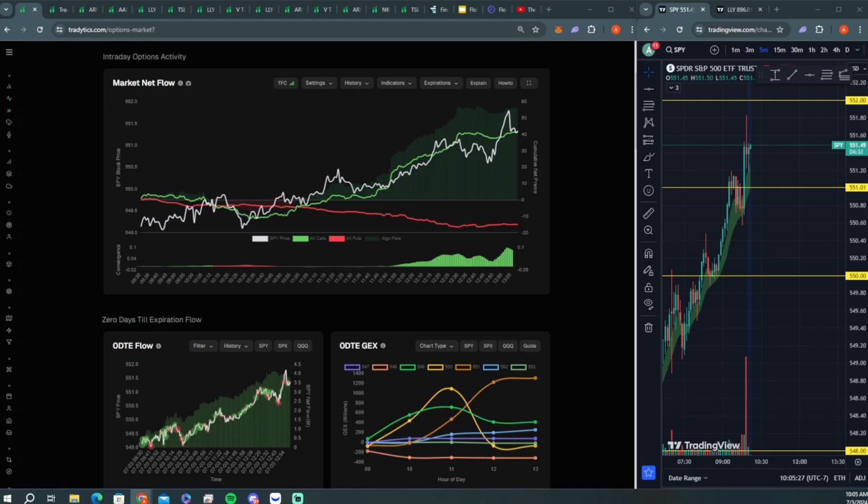Those are the three things that I look for in taking a day trade: market net flow, convergence, and then the GEX levels. Those three things.